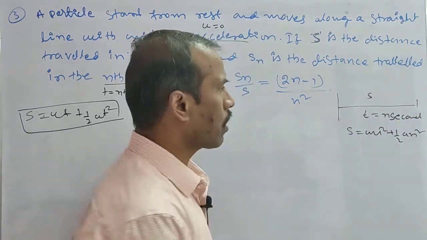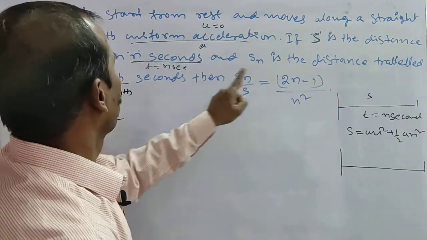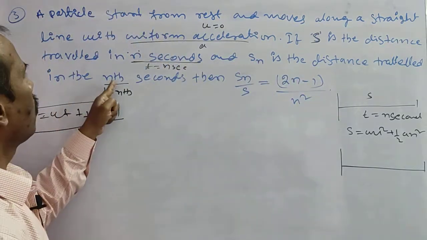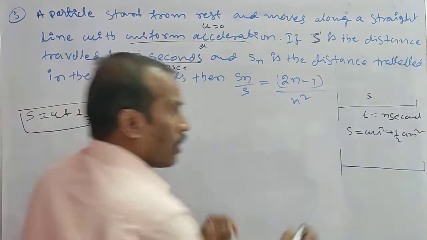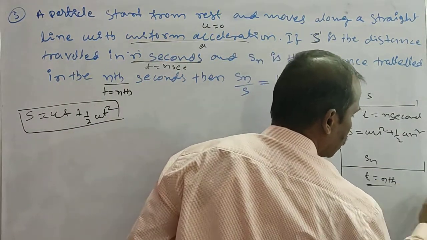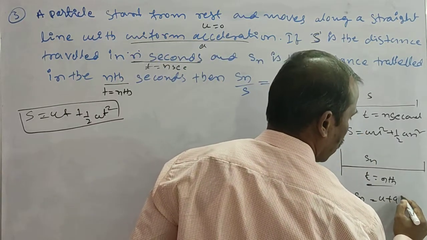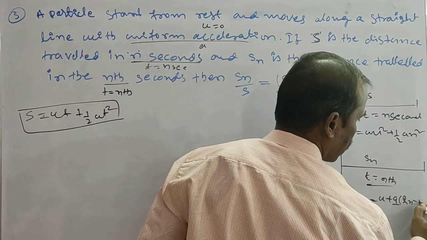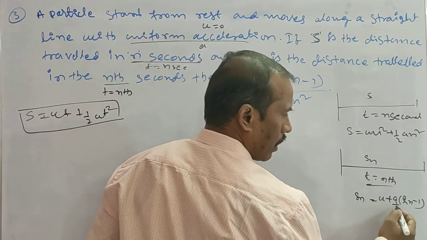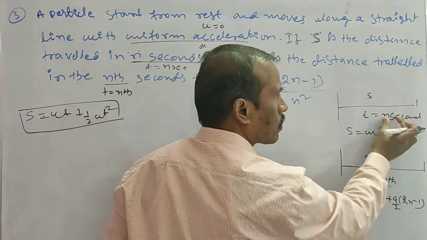Next condition: Sn is the distance traveled in the nth second. Here t is equal to nth second, that is, Sn is equal to u plus a by 2 into 2n minus 1. Here Sn is equal to u plus a by 2 into 2n minus 1. This is the nth second displacement.